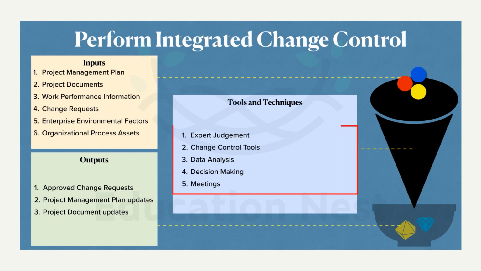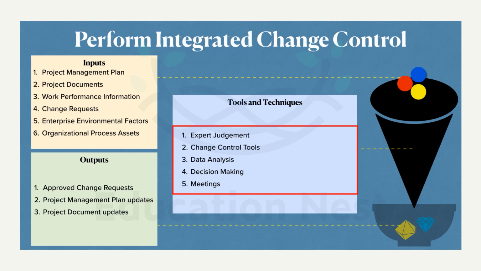Let's move to the tools and techniques. We will again consult the experts. At this stage, what experts can help us? Legal experts, technical experts, risk management experts. All those experts can help us perform integrated change control. Again, something important here: these tools are not physical tools, but they could be manual or automated tools. The tools applied are both tools for deliverables and process tools.